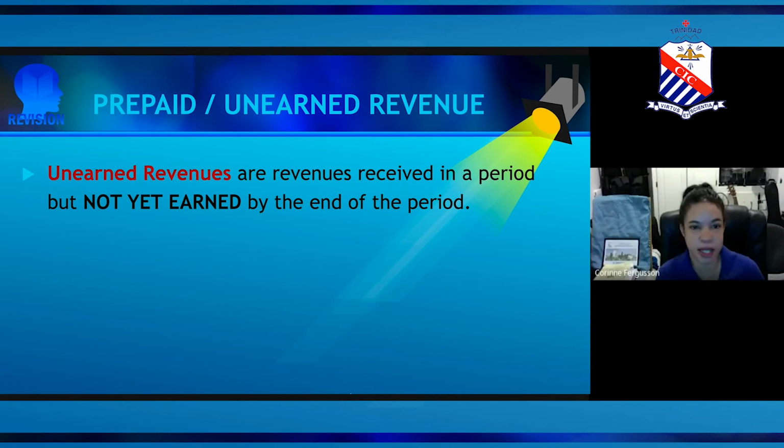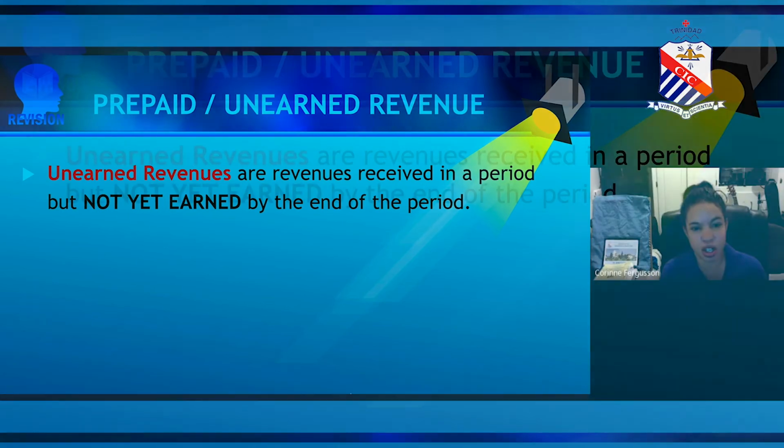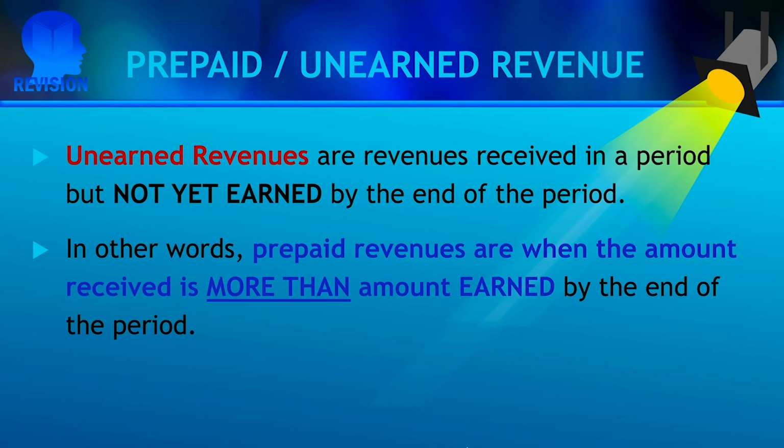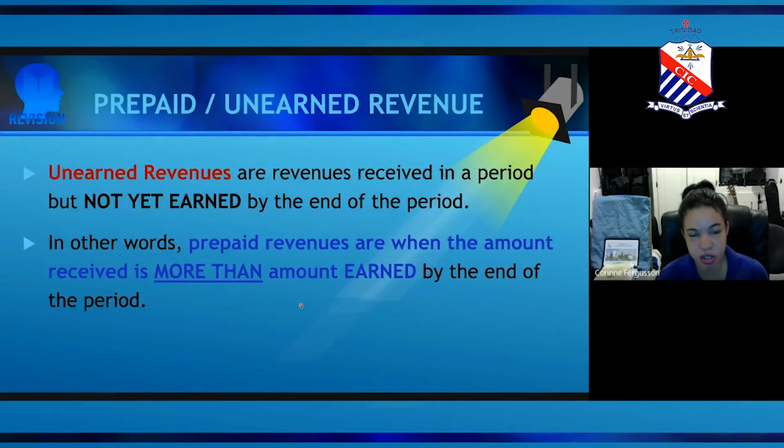Whereas teachers, we don't get money in advance. We earn our money first, and then we receive it in the form of a salary. So we're dealing now with lessons teachers who receive at the beginning. That means they have received it before and they have not earned it as yet. So you call it unearned revenue. So in other words, prepaid revenues are when the amount received is more than the amount earned by the end of the period. So accrued is when it's less, and prepaid is when you receive more.